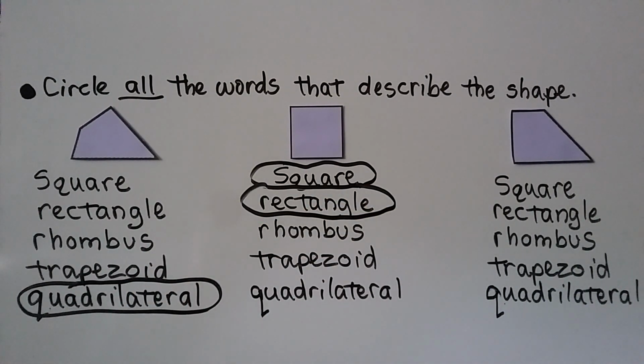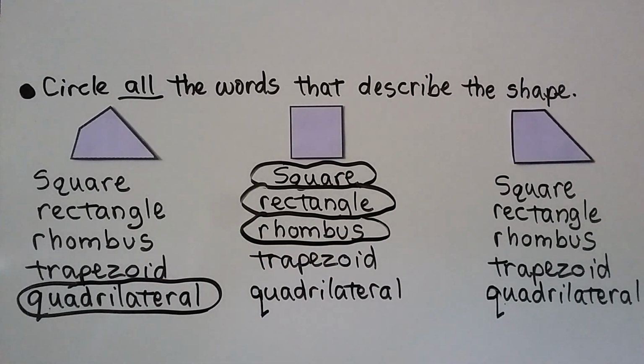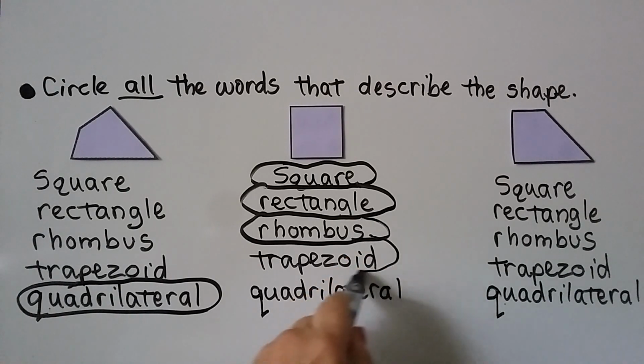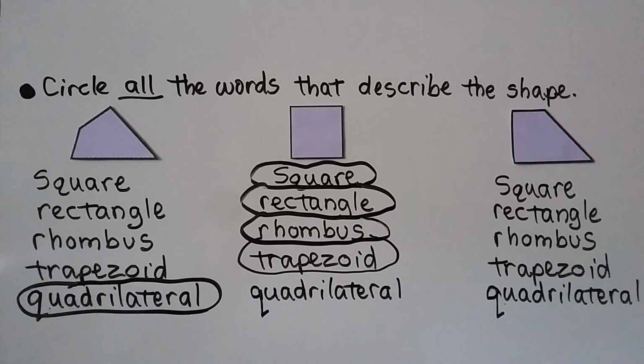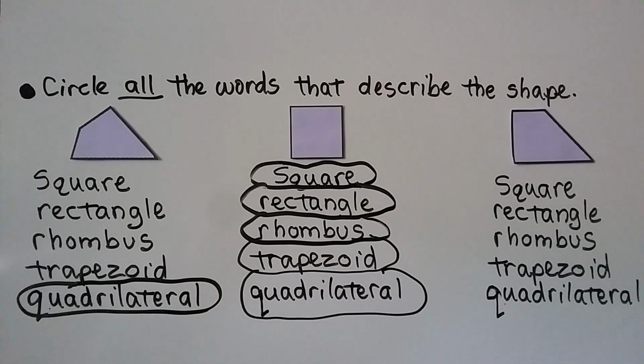Is it a rhombus? Does it have 2 pairs of opposite sides that are parallel and 4 equal side lengths? Yes, it does. So it's also considered a rhombus. Is it a trapezoid? Does it have at least 1 pair of opposite sides? Yes, it does have at least 1 pair of opposite sides. So it's also considered a trapezoid. And is it a quadrilateral? Does it have 4 sides and 4 angles? Yes, it does. It's all of these. Aren't squares fascinating?